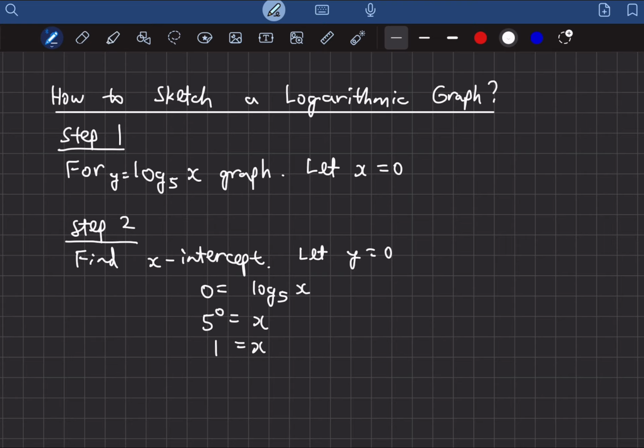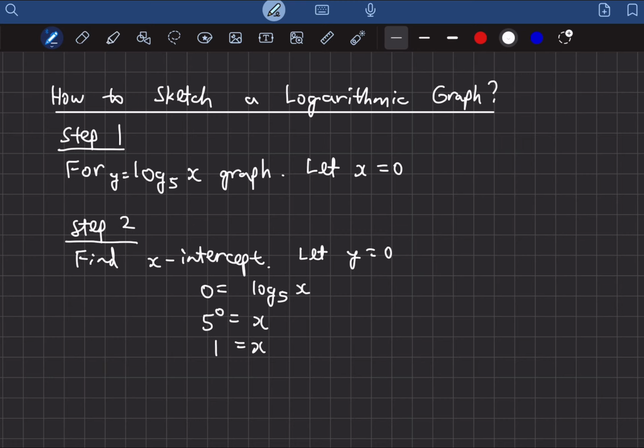For the log graph, we have to be mindful because for any log graph, there won't be any y-intercept. I would say it's very rare. And there's always a dotted line in a log graph. What do I mean by that? How come there's a dotted line? Because this dotted line is to indicate to the marker or to the person who reads your graph that the log graph will not approach this vertical line.